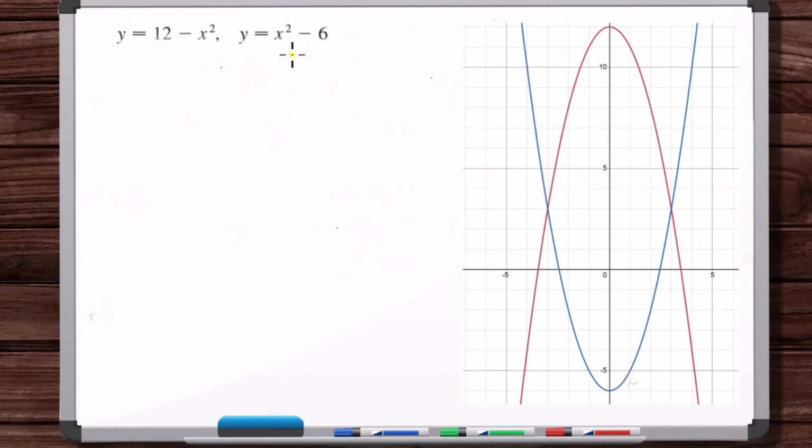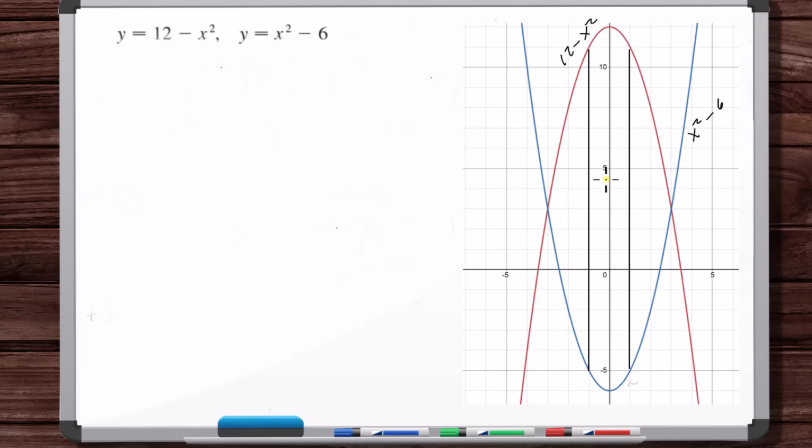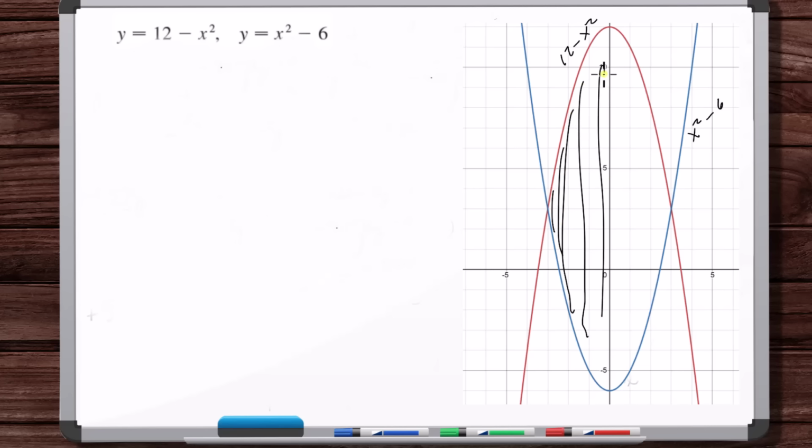Okay, let's find the area contained between these two curves. This is 12 minus x squared, the red, and the blue is x squared minus 6. Okay, and so it doesn't give us any x values, so they're not saying contained between x equals minus 1 and 1 and those two curves, which would be like this area. What they're saying is contained between just these two curves in general. So just this area.